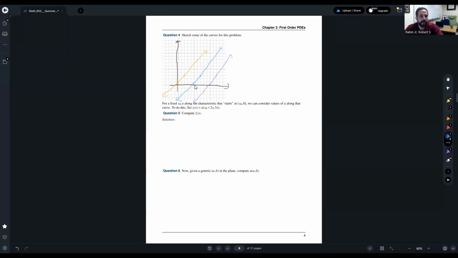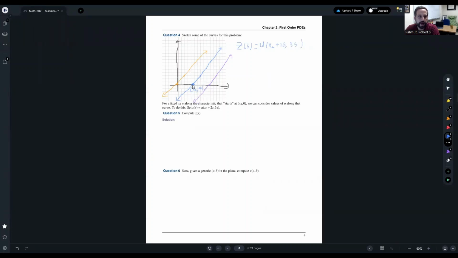Okay, so I'm going to take this blue line kind of as a generic example. I'm going to call this point x naught, 0. So the x coordinate is x naught, some generic point on the x-axis, and 0, again, it's going to be 0 all along the x-axis. And I'm going to define a function z. z of s is just going to be equal to u along this line here. In other words, it's going to be u evaluated at the point x naught plus 2s, comma 3s.